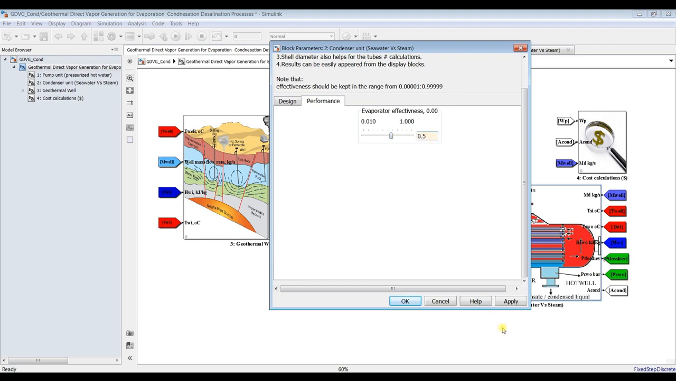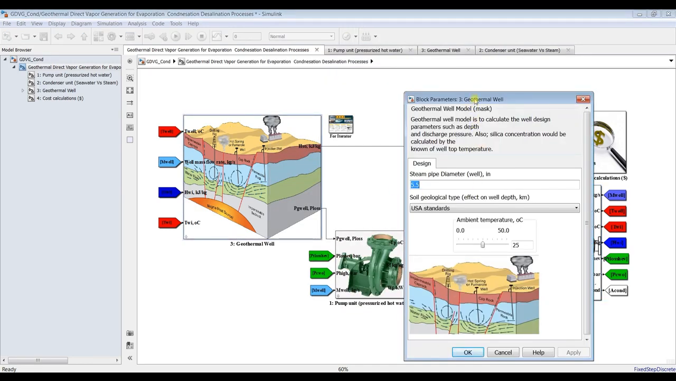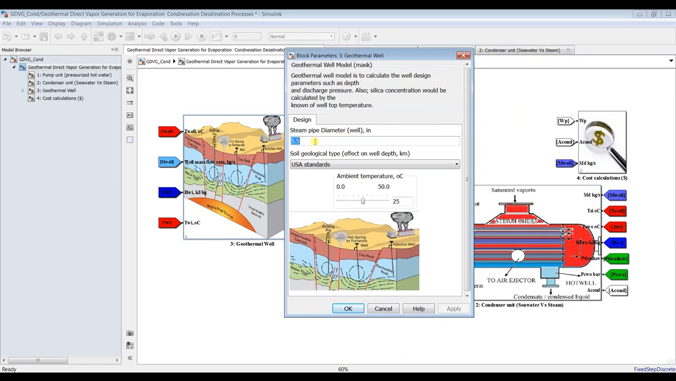For geothermal, it's simple. We need just a steam pipe diameter in inches. You can assign this, and you can assign ambient temperature and standards for geothermal. What is your standard, European standards or USA standards? I am going to use this one.